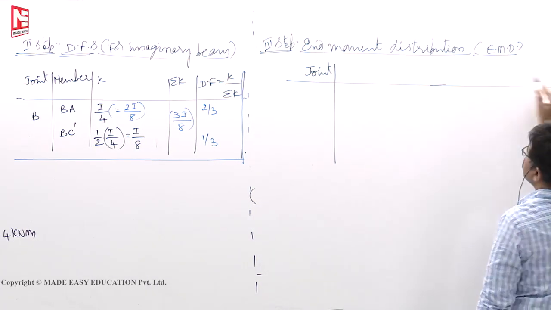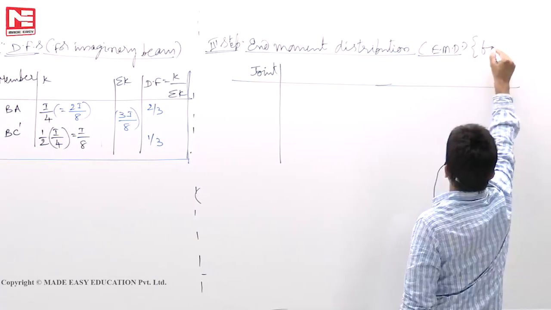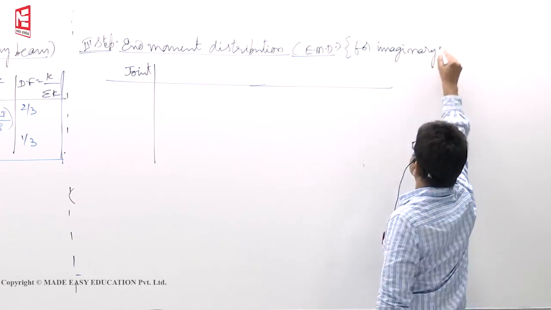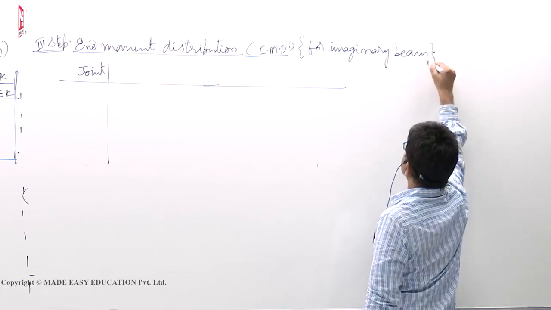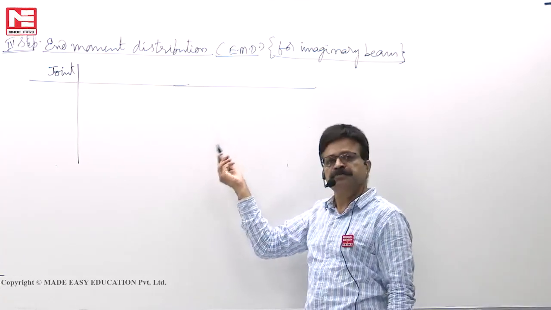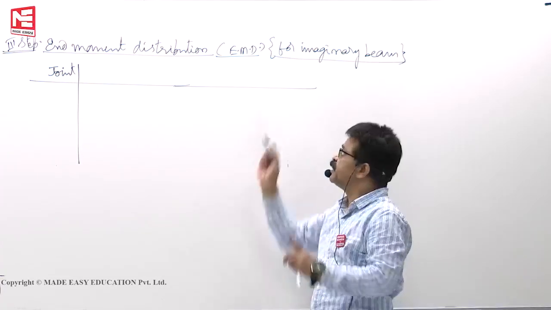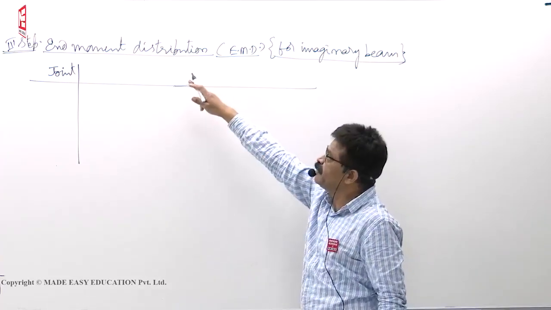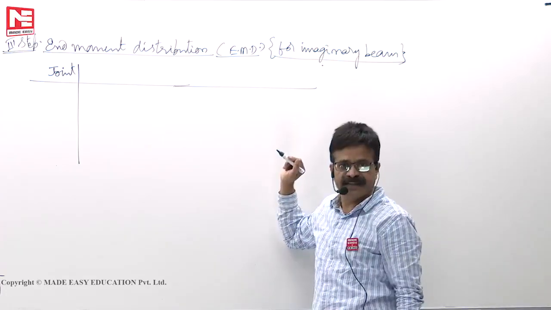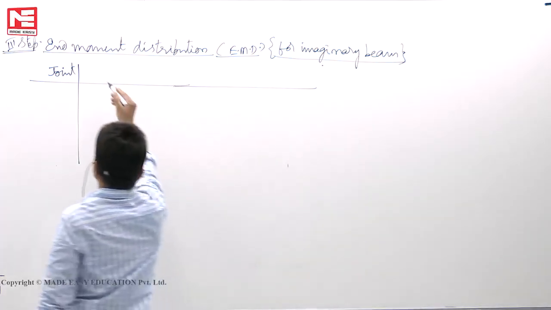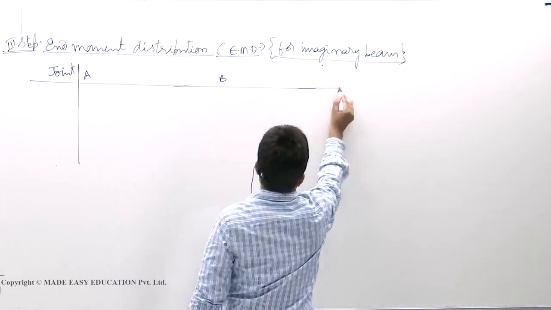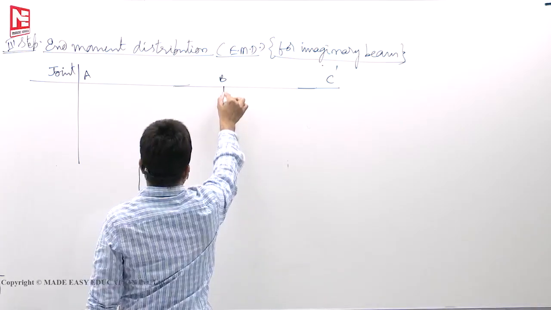Joint. This end moment distribution is for an imaginary beam. Why for an imaginary beam? Because the same slope, same moment I get. So both of them are identical when dealing with end moments. So only when you are doing end moment distribution, I can distribute the end moments in the ratio of their distribution factors. Okay, joint. This is A, this is B, and this is C dash.